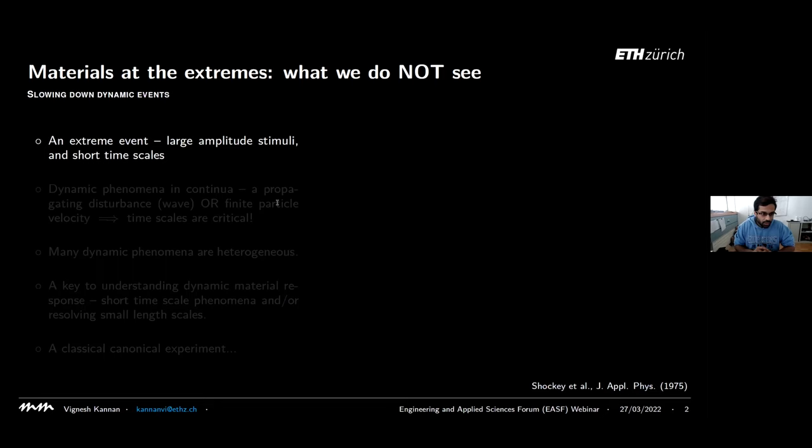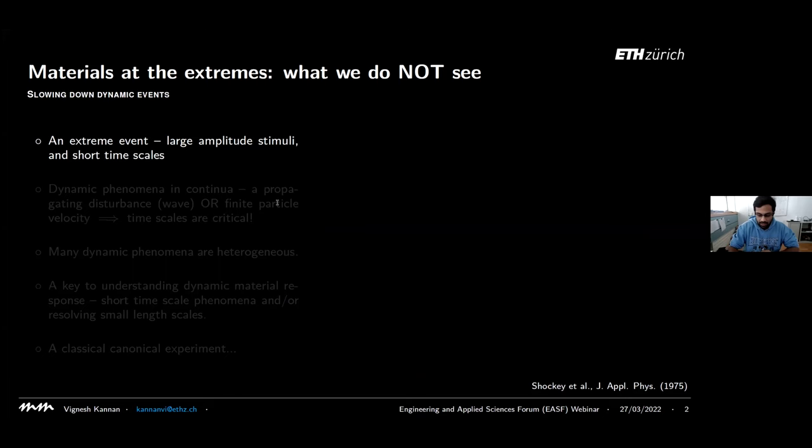So what do we see? We've seen that these are different types of problems we can deal with, but how do we actually understand them from a materials and mechanics perspective? First of all, I'm going to define what I call an extreme event. We're talking about large amplitude stimuli at short time scales. I've said short time scales because those are the types of problems I am interested in. But in reality, for example, wave propagation of a small amplitude stress pulse at very short time scales is also considered a dynamic event. Today we'll be talking about large amplitude stimuli at short time scales.